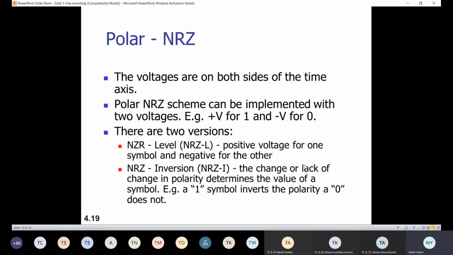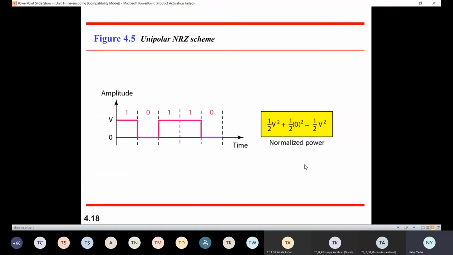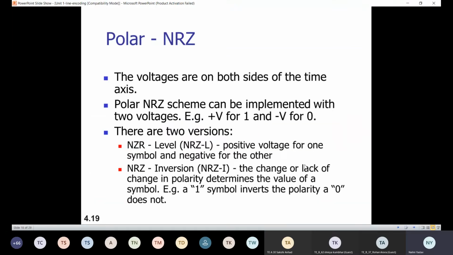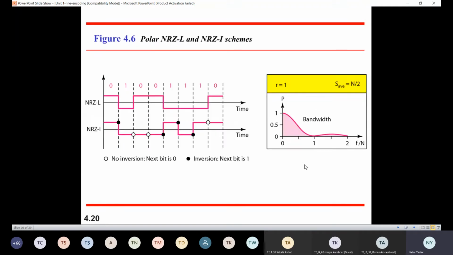Correct. So first we have seen unipolar NRZ, right? Now unipolar is clear with all of you. It is on one side of the axis, right? Then we move to polar NRZ, right? In polar NRZ, there are again two schemes. The first one is NRZ-L, another is NRZ-I. Polar NRZ-L is on both sides of the axis and you follow the simple scheme. Is this clear with all of you? I hope this is clear with every one of you.